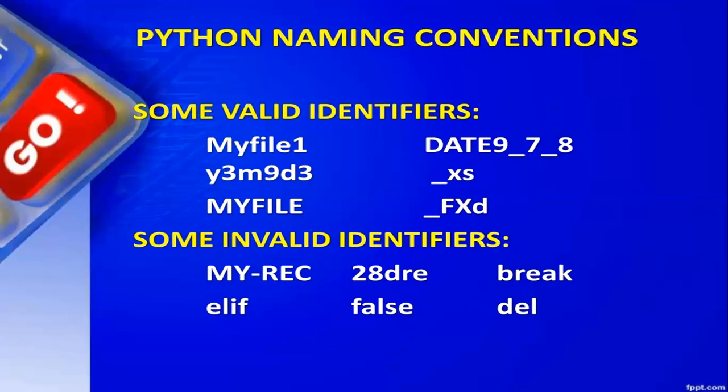Okay, so these are the valid and invalid identifiers. So your work I'm going to put in the description box below. Please make sure you do it.